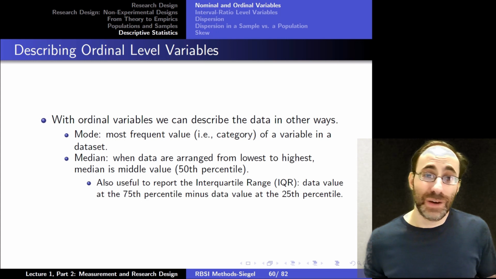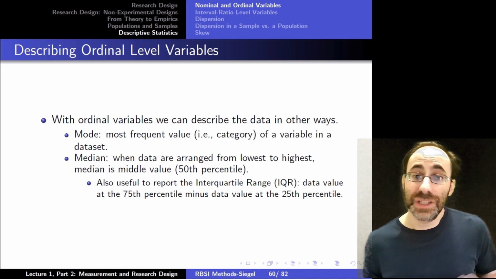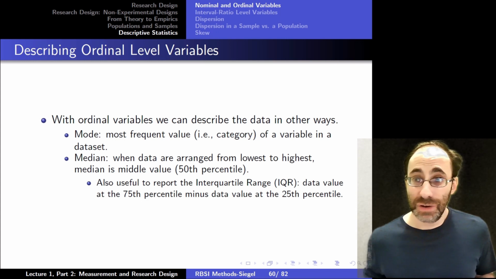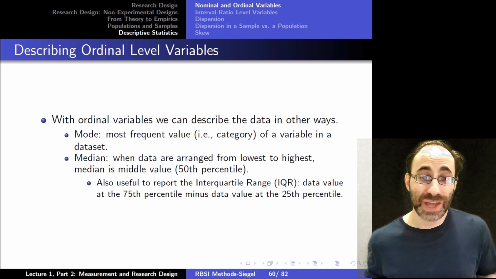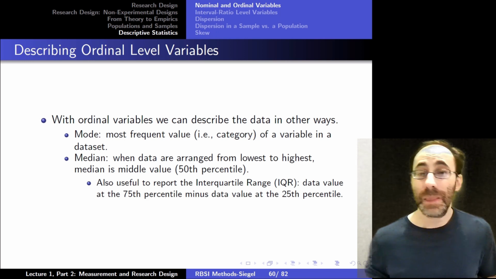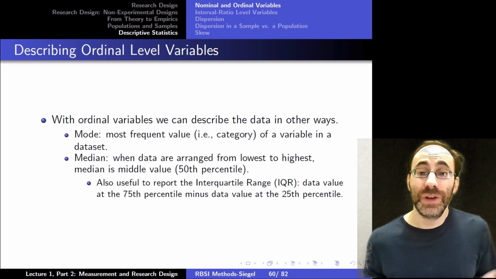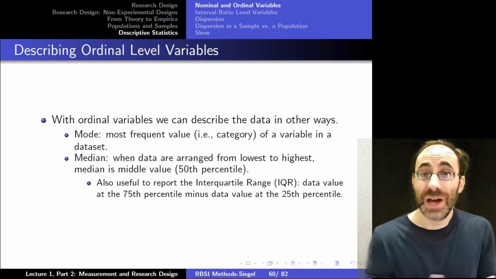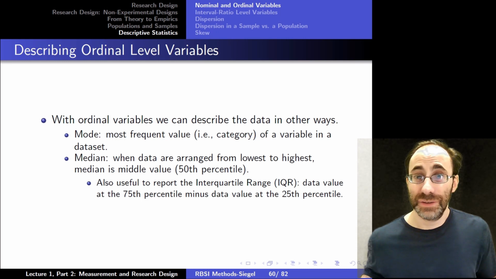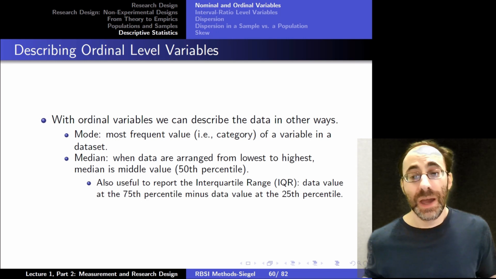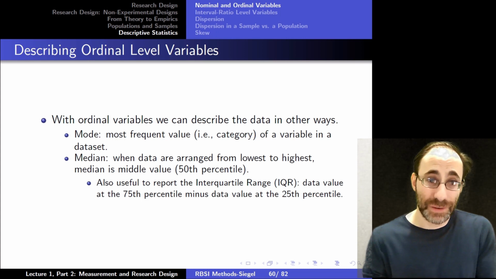Okay, for ordinal level variables, we can do two things. We can still use the mode if we want to, because these are still categorical, and we can still get useful information out of which category is the most common. But now, because there's an order, we can also use the median. So what we do is lay the data out from lowest to highest in the order of the variable. And the median is the middle value.